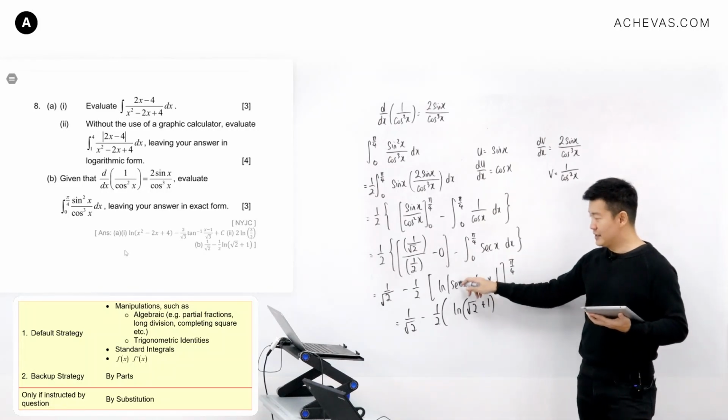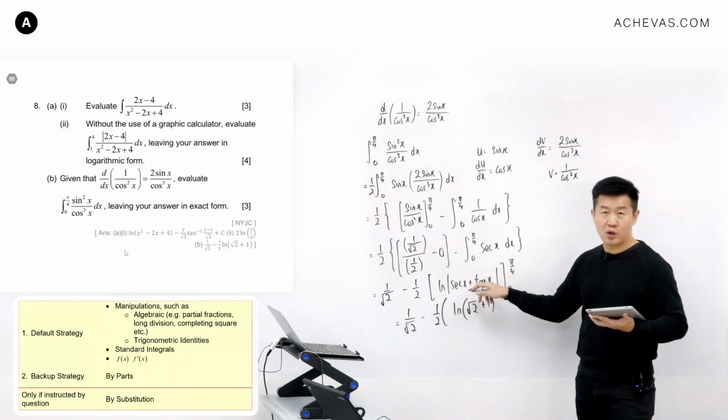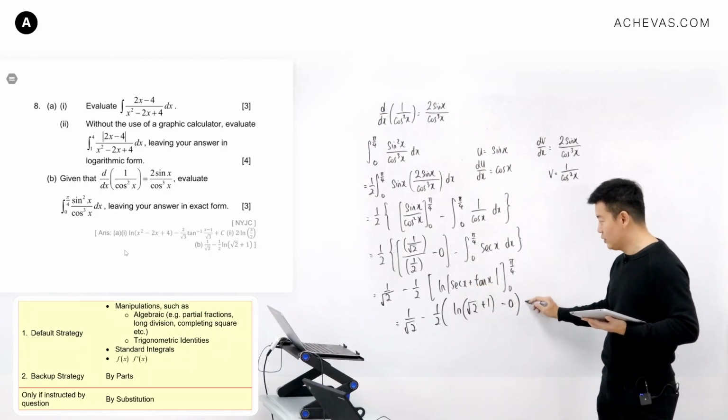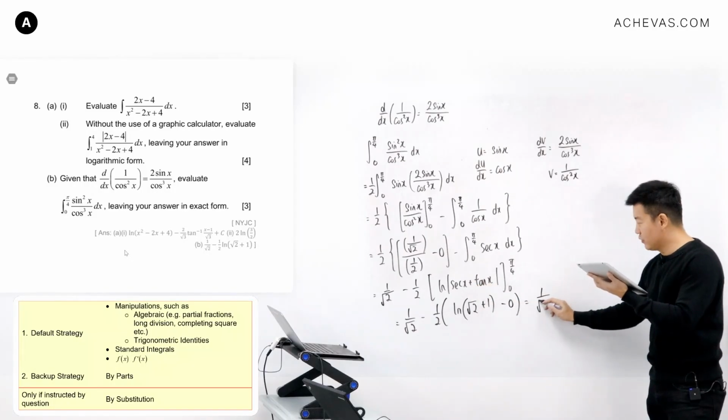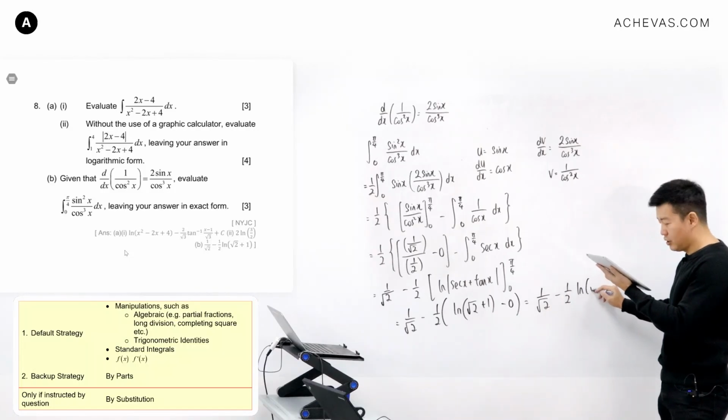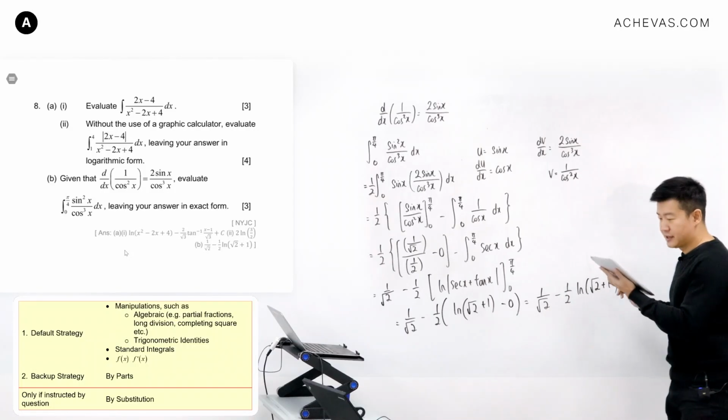For 0, when I sub in, this is 1, and this is going to be 0, so ln 1 is going to be 0. So I will basically be taking this minus away 0. So my final answer is going to be 1 over square root of 2 minus 1 over 2 ln of square root of 2 plus 1.